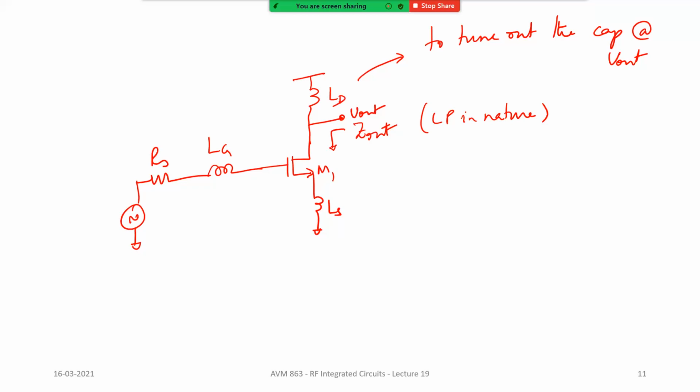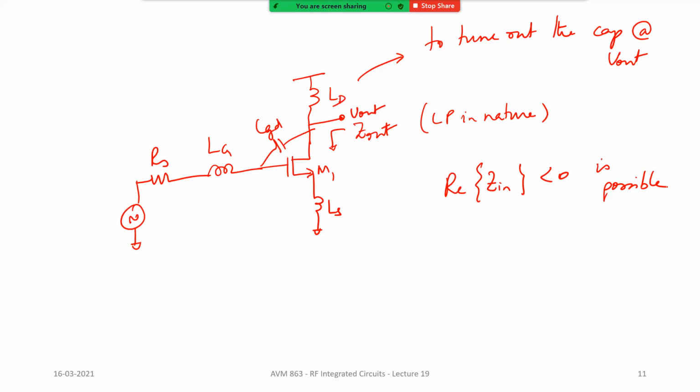Okay. Now, if you recall our discussion which we had a few lectures back, we said that when you have a common source with the inductive load, because of the CGD, the gate to drain capacitance, there is a possibility of the input impedance becoming negative, right? Or there is a possibility of the real part of Zin going less than 0. Okay, and that will definitely contribute to instability. So we have to somehow prevent that.